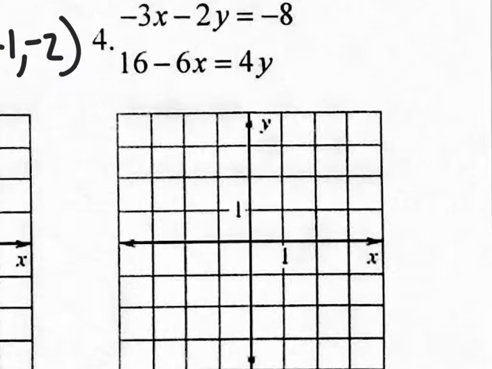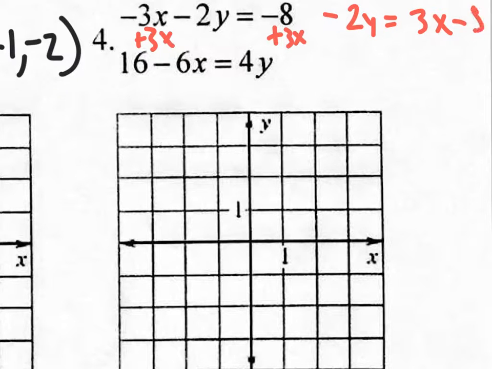The top equation, I want to get ready to graph. I want to add 3x, so I'll have -2y equals 3x minus 8. And my final step would be to divide by -2. Divide by -2, divide by -2.